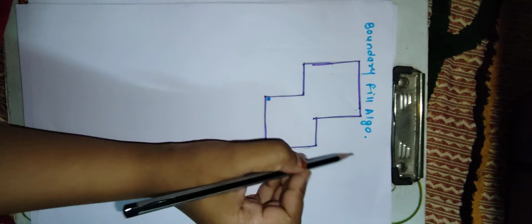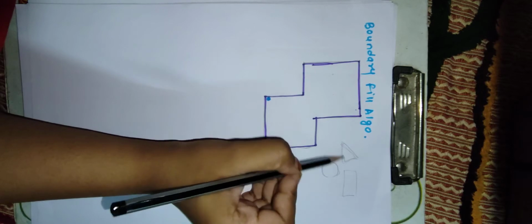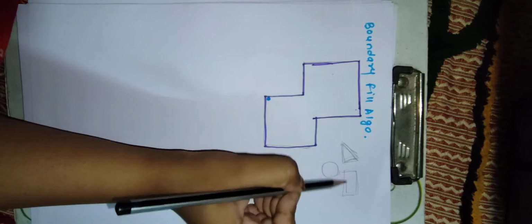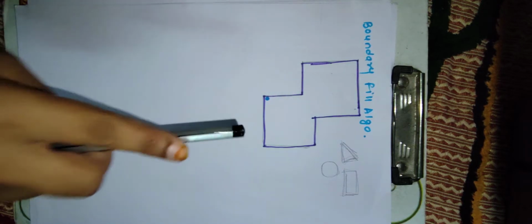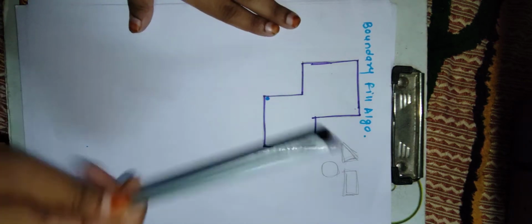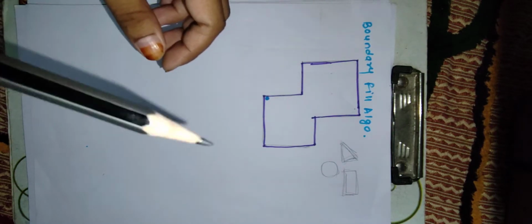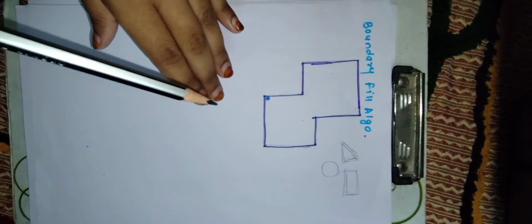If we have a triangle, rectangle, or square, all these sides or edges are the boundary of the shapes. So the boundary fill algorithm is what we use to fill the polygon. And what is a polygon? A polygon has edges or sides, but does not have any type of curves. This type of shape is called a polygon.